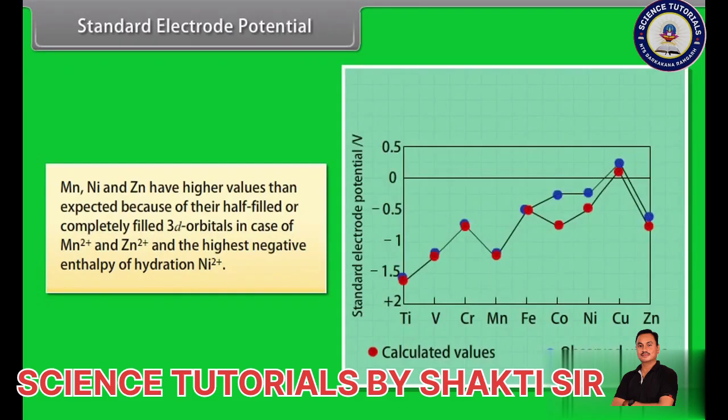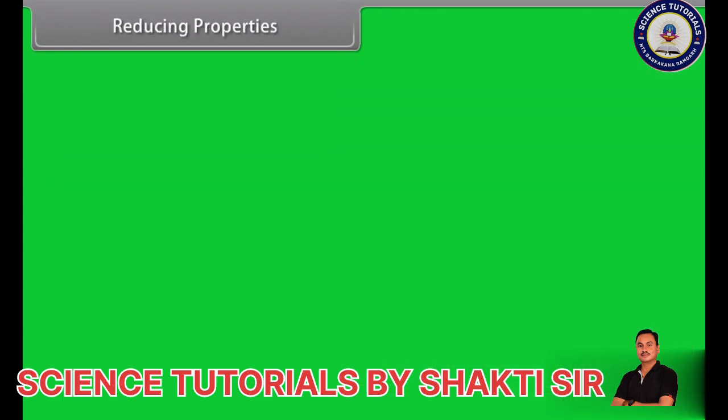Manganese, nickel, and zinc have higher values than expected because of their half-filled or completely filled 3d orbitals in case of Mn2+ and Zn2+, and the highest negative enthalpy of hydration in Ni2+. Reducing properties.